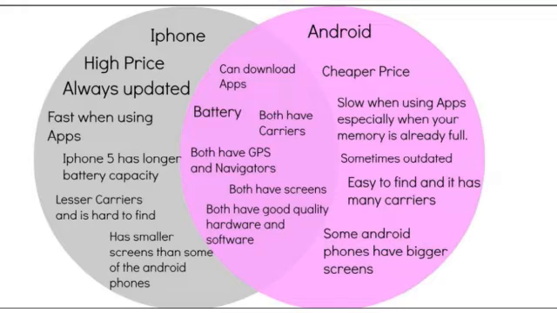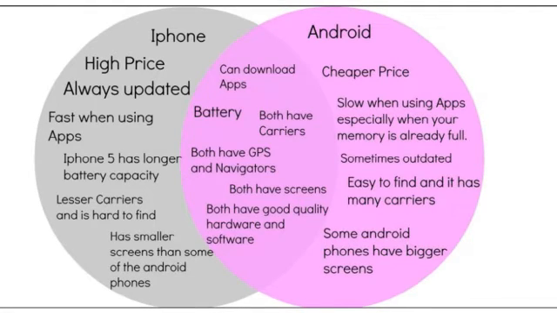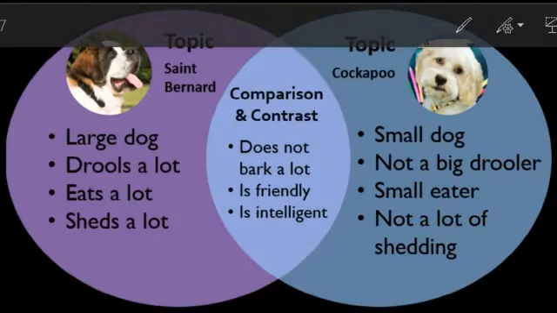Like an iPhone is super expensive, but an Android is much cheaper. An iPhone is always updated, while the Android sometimes gets outdated. An iPhone has smaller screens than some of the Android phones, but Android sometimes has bigger screens.